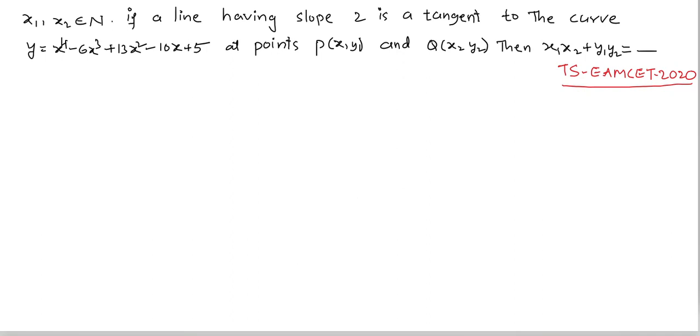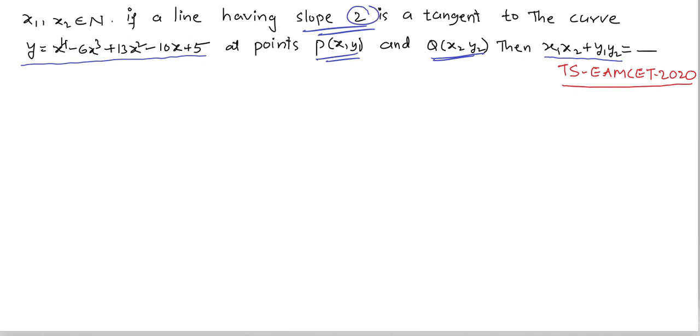x1 comma x belongs to n. A line having slope 2 is a tangent to the curve y is equal to x power 4 minus 13x minus 10x plus 5. The points P x1 y1 and x2 y2, then the value of x1 x2 plus y1 y2 is, this is TSM set 2020 question.